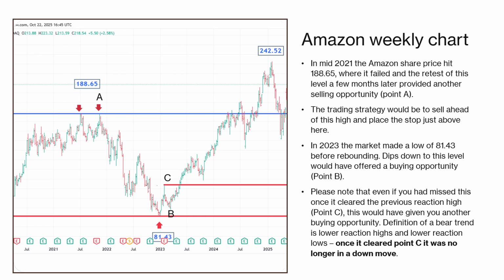And in 2023, the market made a low of 81.43 before it started to rebound. So dips down to this level would have offered a buying opportunity, point B. Please note that even if you'd missed this, once it cleared the previous reaction high at point C, this would have given you another buying opportunity. Why? Because a definition of a bear trend is for low reaction highs and low reaction lows. But once it cleared point C, the market was no longer in a down move, and therefore a buying strategy would have been more appropriate.